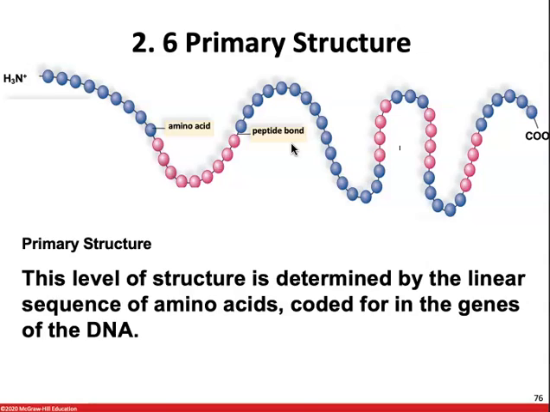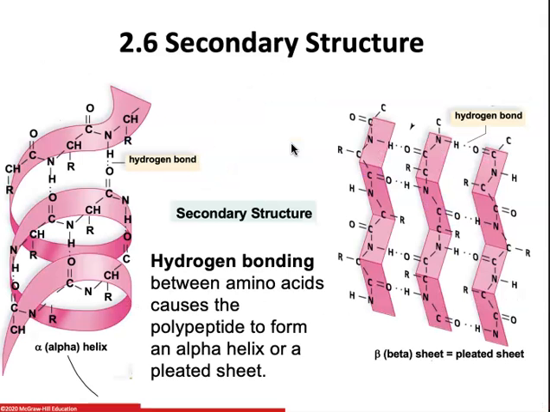The information for making a protein is encoded in our genes. This is actually what our DNA encodes for. Our DNA encodes for the information on how to make various proteins.